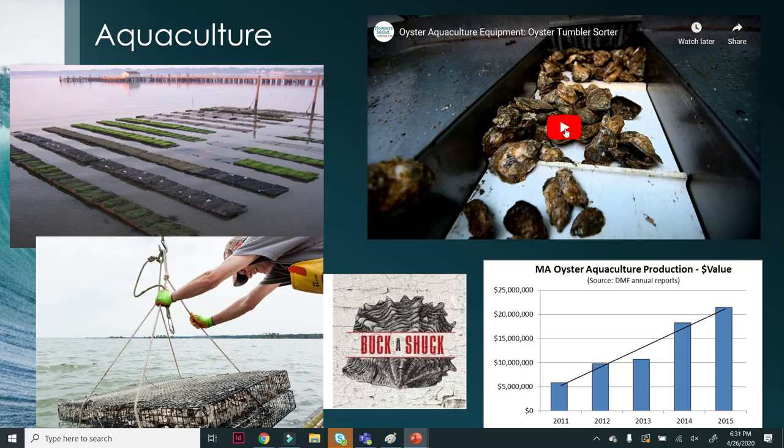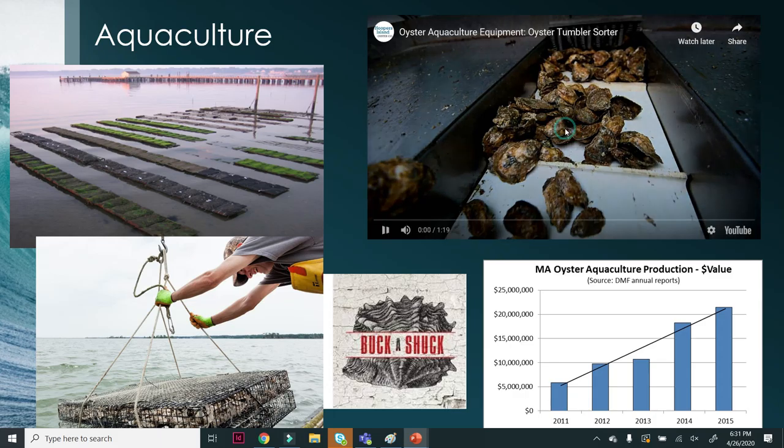This is a tumbler, and they tumble them to sort them. They also tumble them because it causes them to have a little cup shape to them. And when people buy these in restaurants, they love to have oysters that are cupped, basically, because they're easy to eat. So let's look at what these look like here.